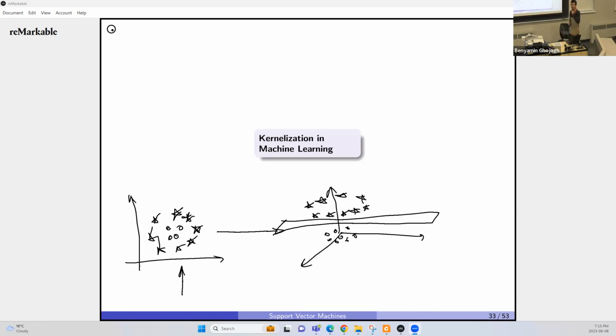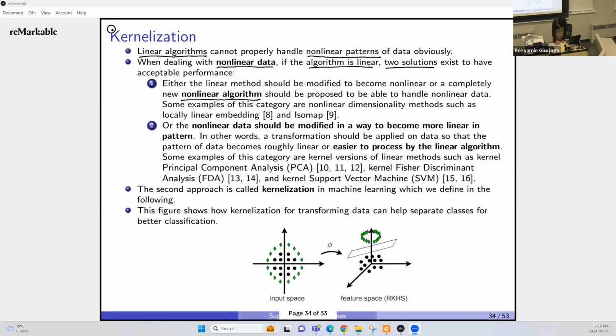Another thing is, what if I want to stick to the linear algorithm? Then try to transform the data in a way that hopefully they become linearly separable, and then apply the linear algorithm. So these are the two approaches for handling nonlinear patterns of data. Either you use a nonlinear algorithm, or nonlinear data should be modified in a way to become more linear in pattern, and then we apply our linear algorithms.